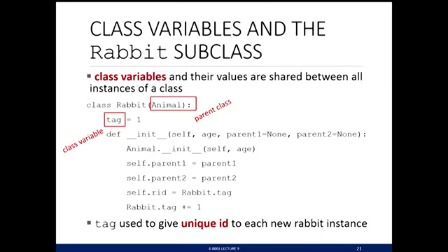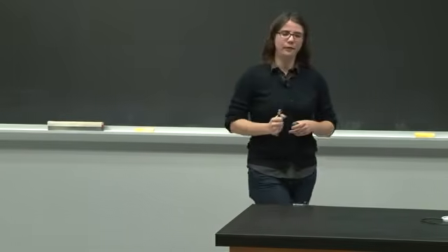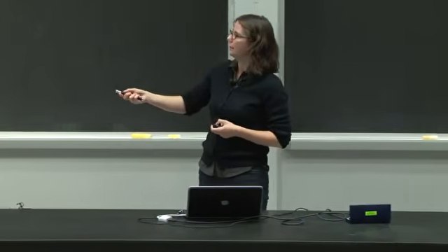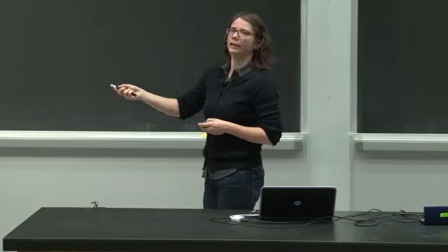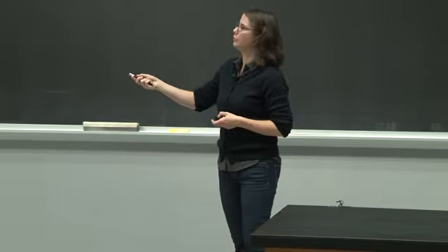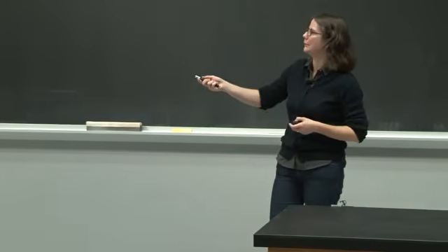So tag is our class variable. Class variables are typically defined inside the class definition, but outside of the init. So tag is a class variable, and I'm initializing it to 1. Inside the init, which tells us how to create a rabbit object, I'm going to give it self as usual, an age, and then 2 parents. Don't worry about the 2 parents for now.